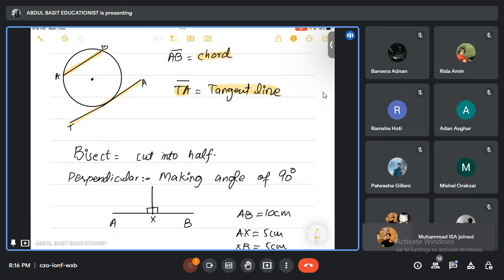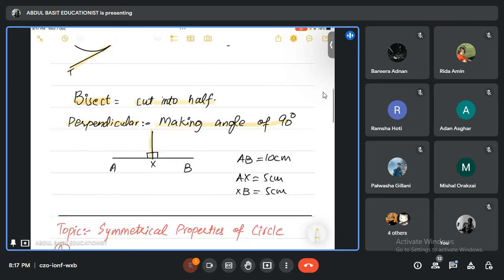Okay, we had two terminologies to understand. The first terminology was bisect. Bisect means cut into half, and perpendicular means making an angle of 90 degrees. I tried to elaborate this with the help of a diagram: A to B is a line, and that perpendicular line is making a 90 degree angle, and it is cutting the line into two pieces.